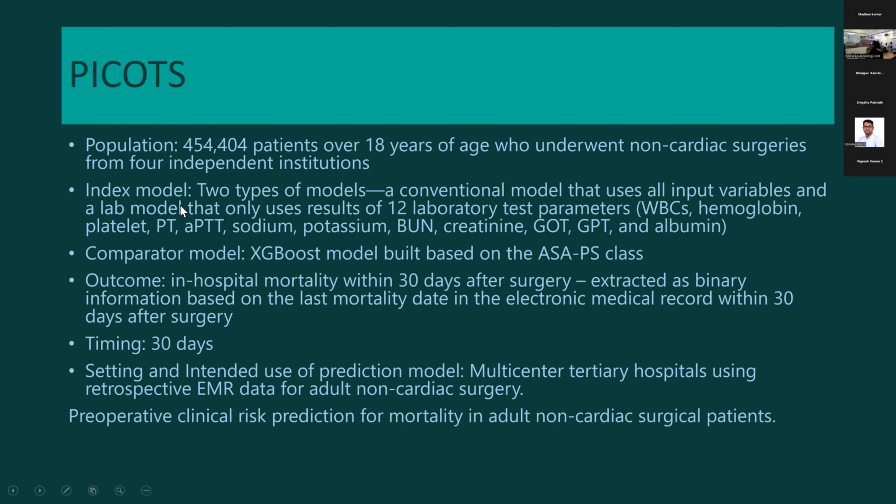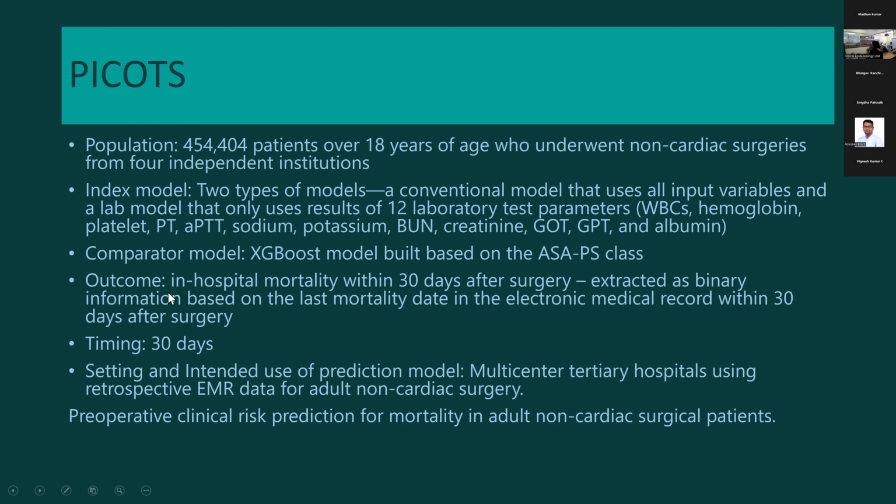Okay. So for the index model, they use 2 types of model. One is a conventional model. For the conventional model, the input variables, the predictors which they used, had demographics, lab parameters, and type of surgery. And then they also used a lab model where they separated the lab results alone. So these two comprise the index model.